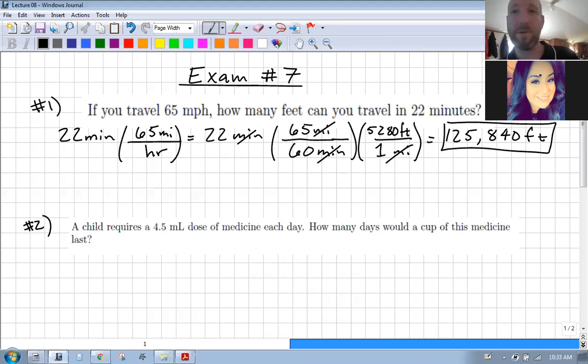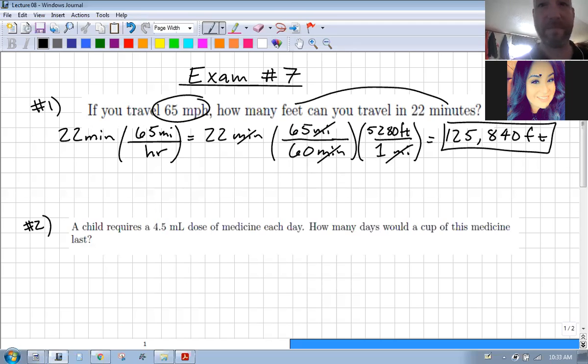And does that make a little more sense now? I know it's a strange way of looking at things, turning minutes into feet, using the fact that 65 miles is the same as an hour. Any questions on this one?